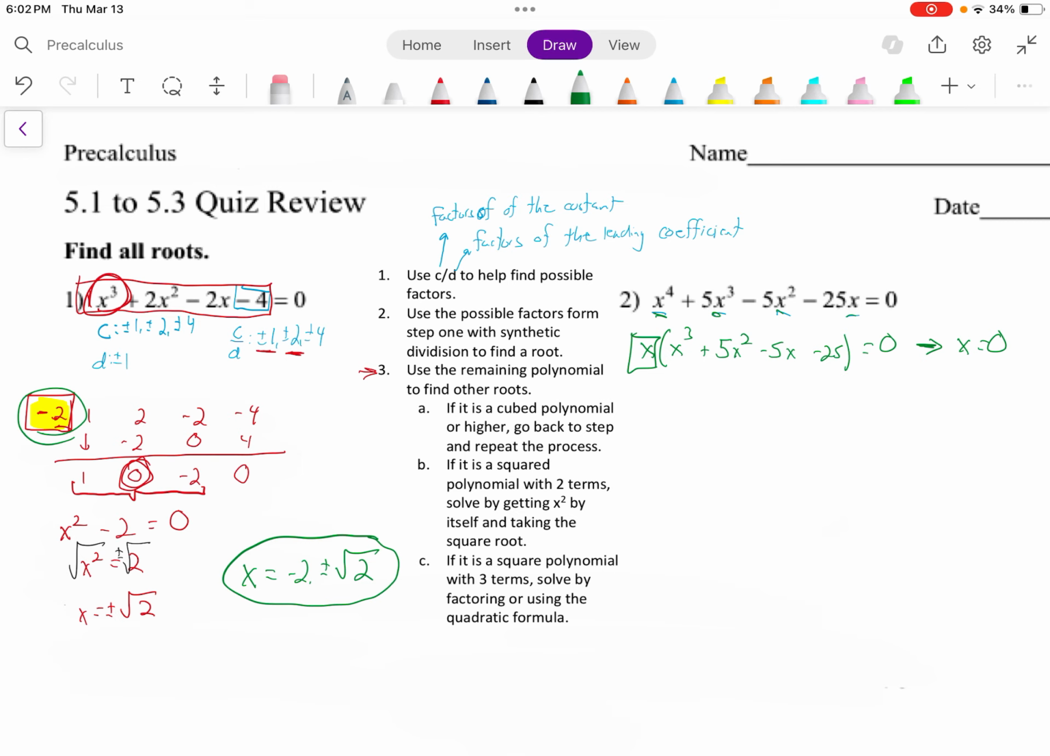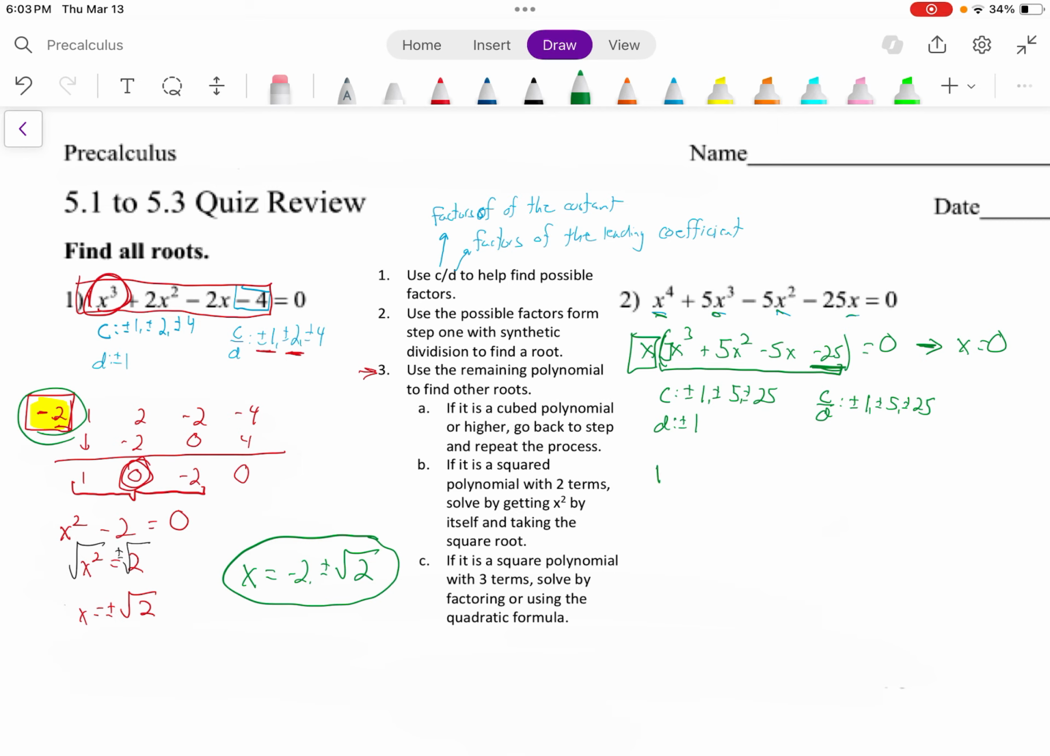All right, now what we're going to do is we're going to take this remaining polynomial here. We're going to use c over d. So our possibilities for c are the factors of 25, which are 1, plus or minus 5, and plus or minus 25. D, that's our leading coefficient, which again is just 1. Sometimes it's not 1. And so c over d, we take all combinations. So 1 over 1, 5 over 1, and 25 over 1. And now we'll do synthetic division.